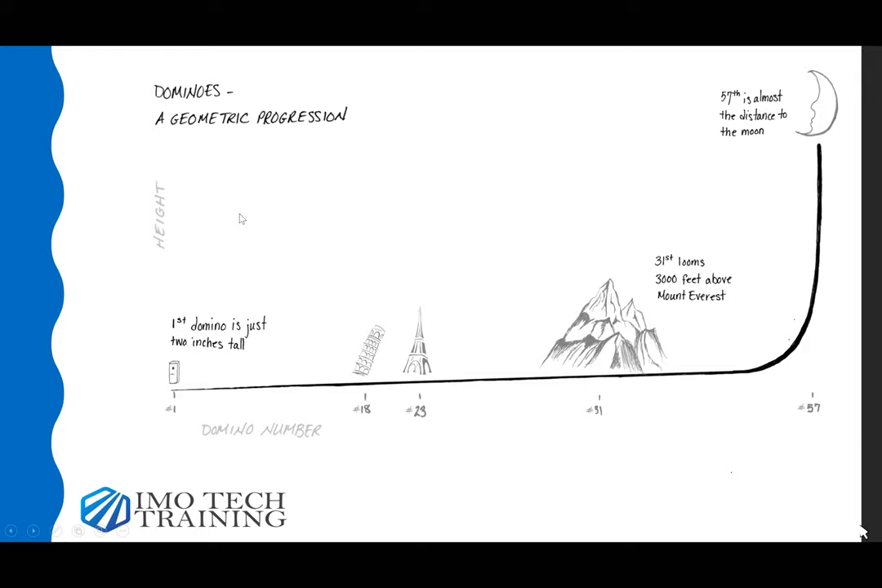If it goes from 1 inch, each domino is twice the size of the previous one. By the time you get to the 18th domino, it's long enough to topple the Leaning Tower of Pisa. By the 23rd domino, it's big enough to topple the Eiffel Tower. By the 31st domino, it's higher than Mount Everest. And by the 57th domino, it can actually touch the moon. So when you start something, you may start small, but if you keep taking consistent action every day, you build what's called a domino effect, and you can make massive changes. Again, it doesn't happen overnight, but consistent, thoughtful, intentional practice of something makes you become really good at it.